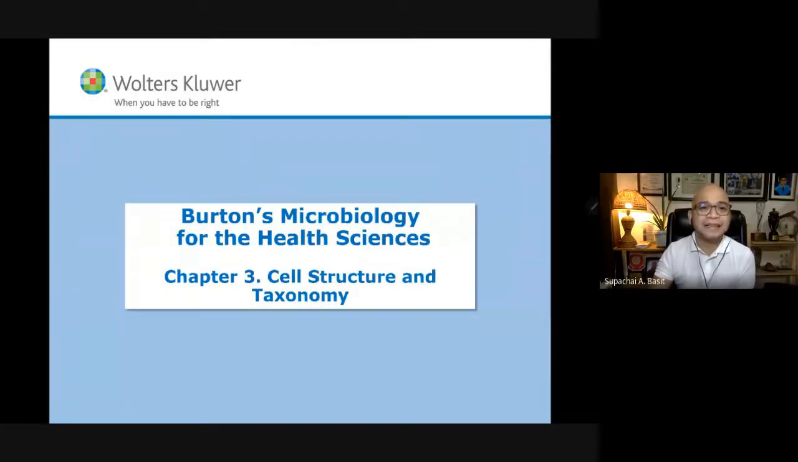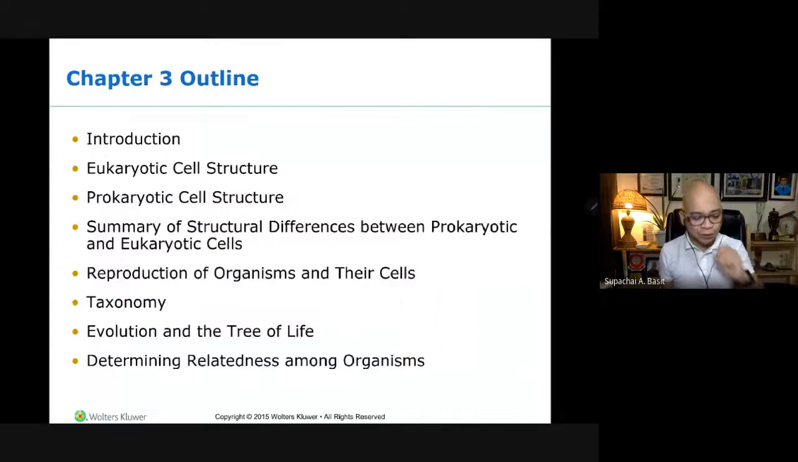Good day again, everyone. For this particular lesson, we will be talking about cell structure and taxonomy. Particularly, we will try to differentiate between the eukaryotic and prokaryotic cell. And of course, we will be summarizing the structural differences between these two kinds of cells.